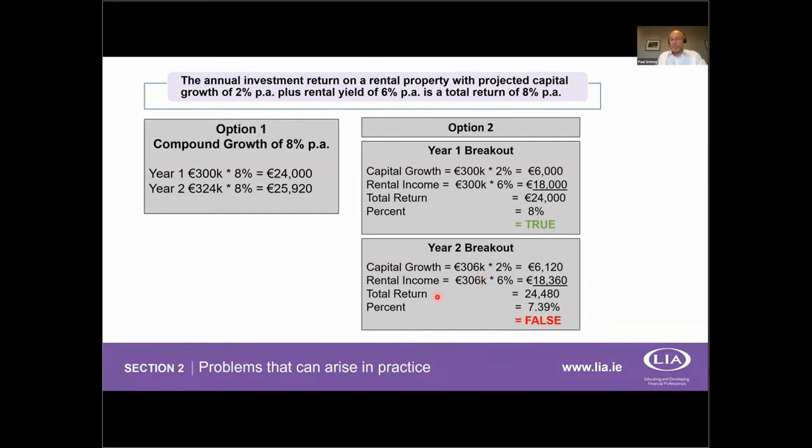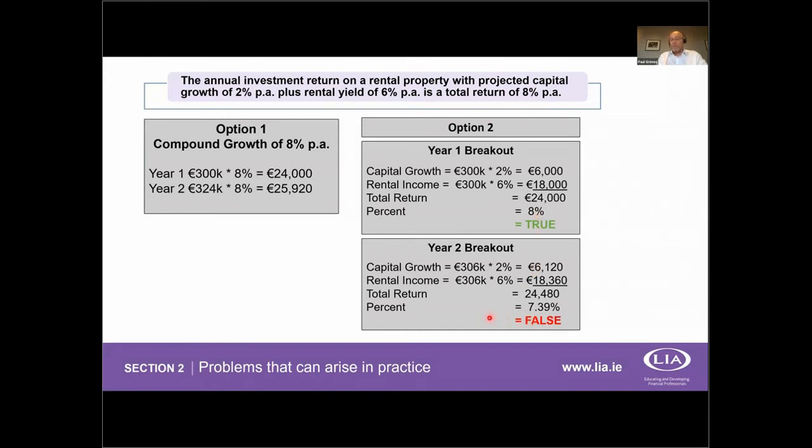Okay, and this is the key point. So capital growth in year two is 2% on the 306,000, which is my 300,000 initial investment plus the 6,000 in growth from year one. So my new valuation is 306,000, and 2% gives me now 6,120. My rental income is a 6% yield on the new capital valuation of 306,000, which is 18,360, which gives me a total return of 24,480, which in actual fact in year two represents an investment return of 7.4%. So it's no longer 8%, and that is now patently false.